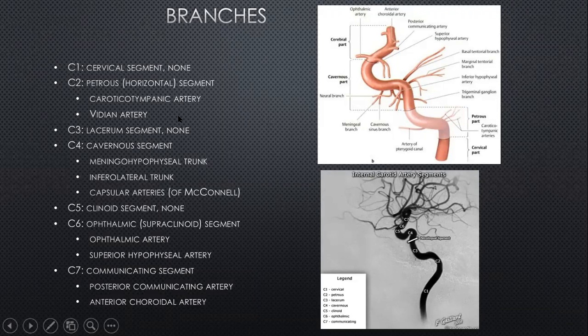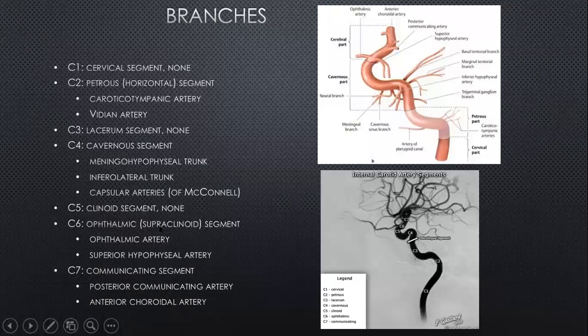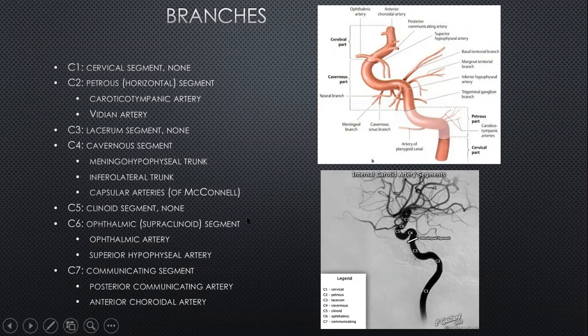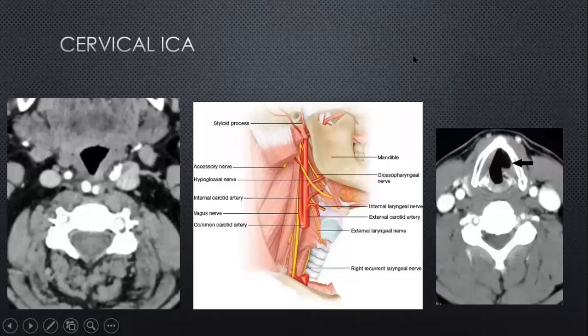We have got all of these branches, and I will share some of these in due course. So for example, in the petrous segment over here, you have got the caroticotympanic and the median artery. The lacerum does not really have any branches. The cavernous segment has the various trunks, and we look at them from the clinoid. Just beyond it, you typically see the ophthalmic artery and the superior hypophyseal, and then subsequent to that, in the C7 segment, is the posterior communicating artery.